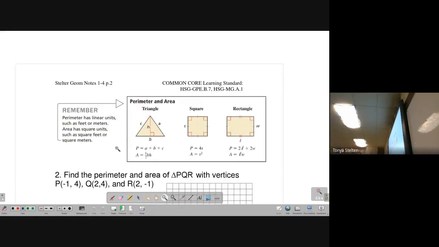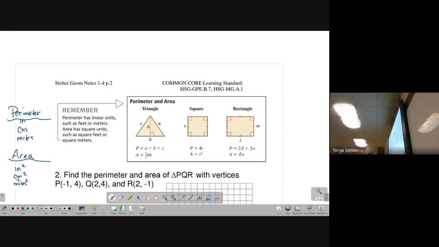All right, so here's our perimeter and area formulas. Now, perimeter is linear units. It means it just has an exponent of 1, like inches, centimeters, miles. There's no exponent. Area has a squared exponent. So inches squared, centimeters squared, miles squared, and so on. That's area.